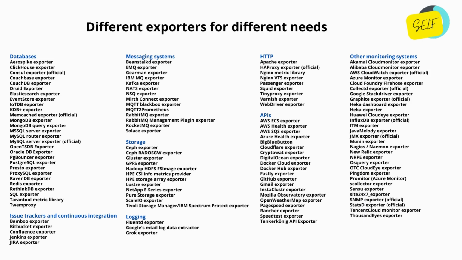So you can see it here. It has a huge list of exporters for different categories, like databases, issue tracker, continuous integration, or HTTP or APIs. So let us quickly touch each and every section a little bit. So the very first is databases.